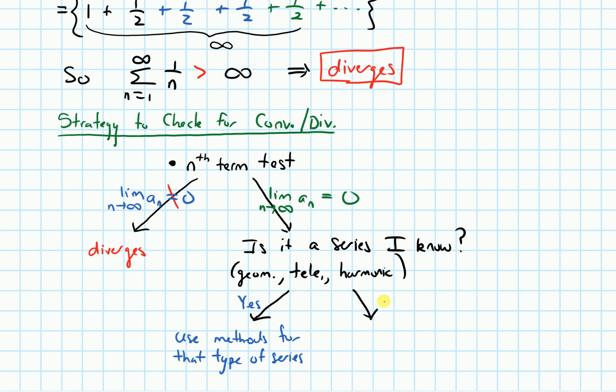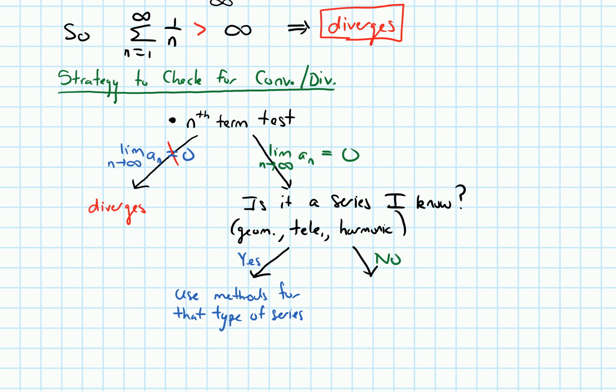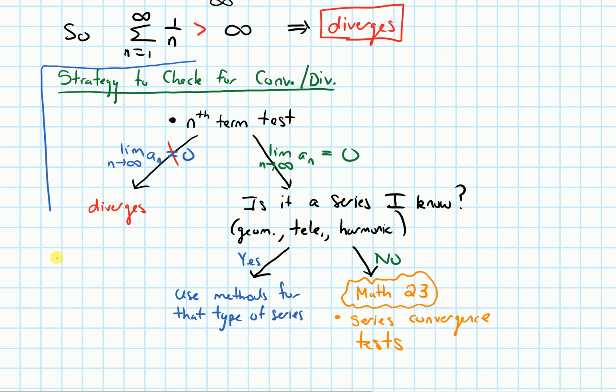But if not, if it's not a series that we know, we really won't see examples like this in our class. This is typically stuff that you would see in a different math class. In Math 23, you would take a much more detailed look at sequences and series. In general, the way you would handle situations like this is, in Math 23, you learn about what are called series convergence tests. I don't want you to worry too much about that because that's really beyond the scope of our class. So let me just box these strategy tips.